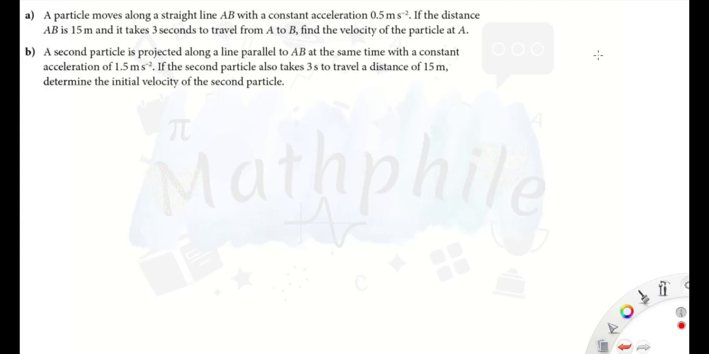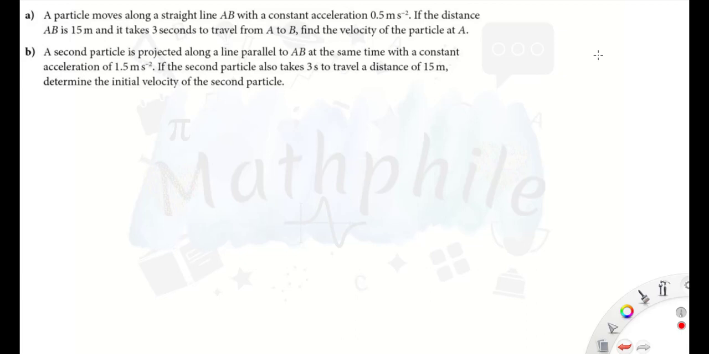A particle moves along a straight line AB with constant acceleration 0.5 meters per second squared. If the distance AB is 15 meters and it takes 3 seconds to travel from A to B, find the velocity of the particle at A. The second part of the question says a second particle is projected along a line parallel to AB at the same time with a constant acceleration 1.5 meters per second squared. If the second particle takes 3 seconds to travel the distance of 15 meters, determine the initial velocity of the second particle. Nice question.